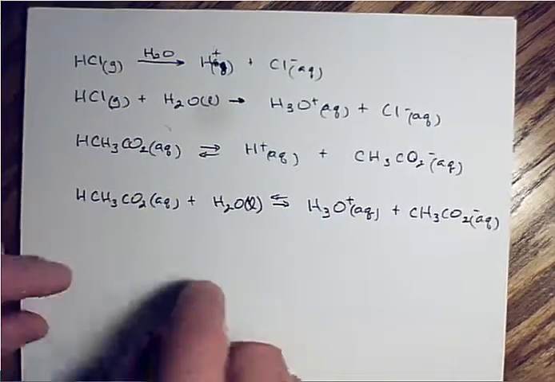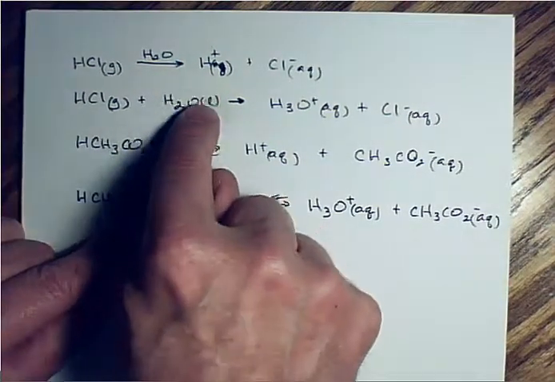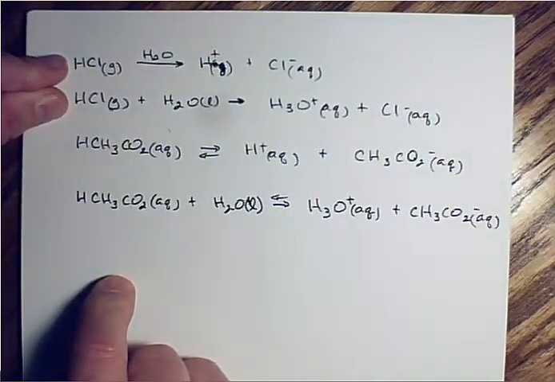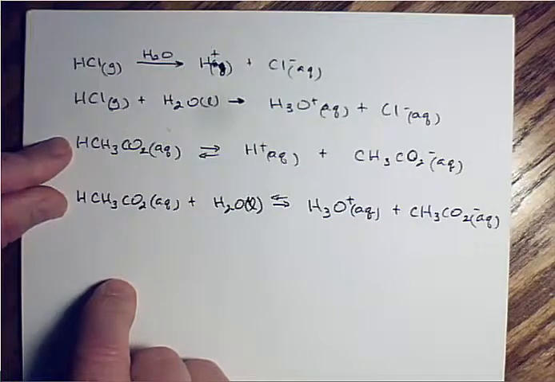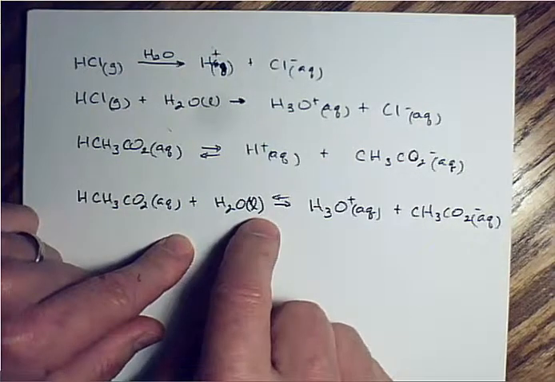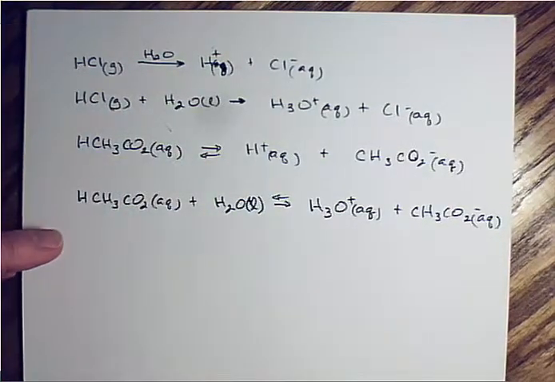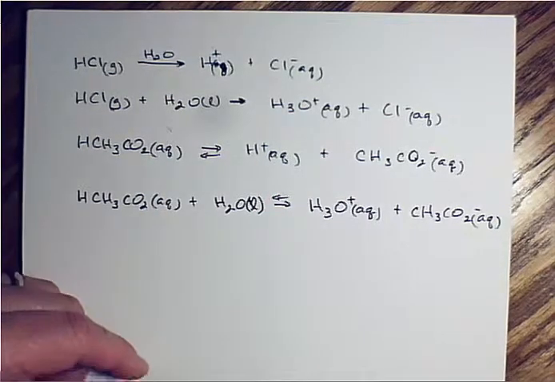Now, this stuff up here at the top completely dissociates. Both these equations represent what's happening with hydrochloric acid. This is what's happening with acetic acid. This does not dissociate completely, or doesn't appear to. Okay? Here's what happens in our lab, the last time we did a lab.